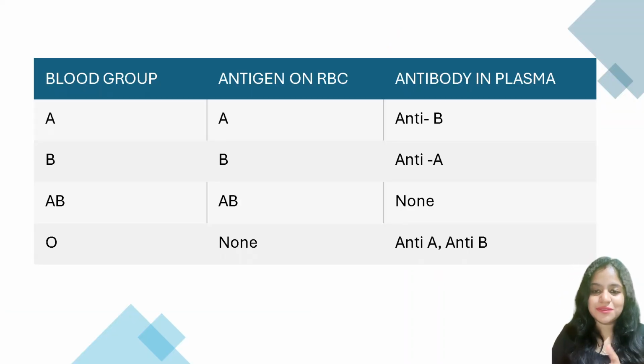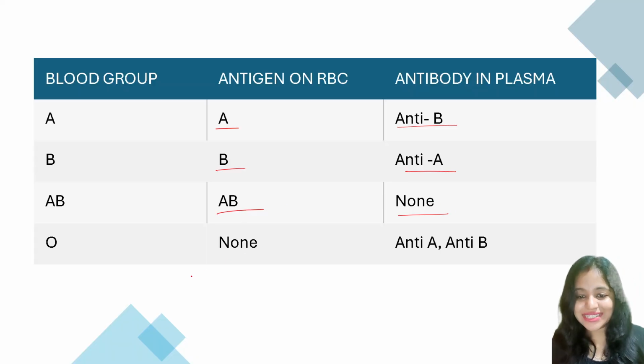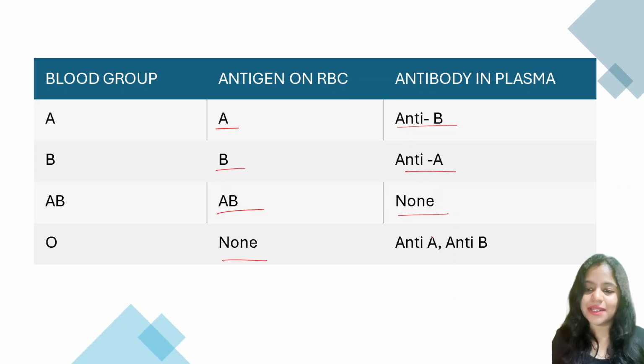Now, let's see the blood groups, the antigen on RBC and the antibodies in the plasma. For blood group A, the antigen on RBC is A. Antibody will be anti-B. For B, the antigen on RBC is B. Antibody in plasma is anti-A. For AB, antigen on RBC is both A and B. Antibody in the plasma is none. For O, it doesn't have any antigen. Antibodies, both anti-A and anti-B, are present.